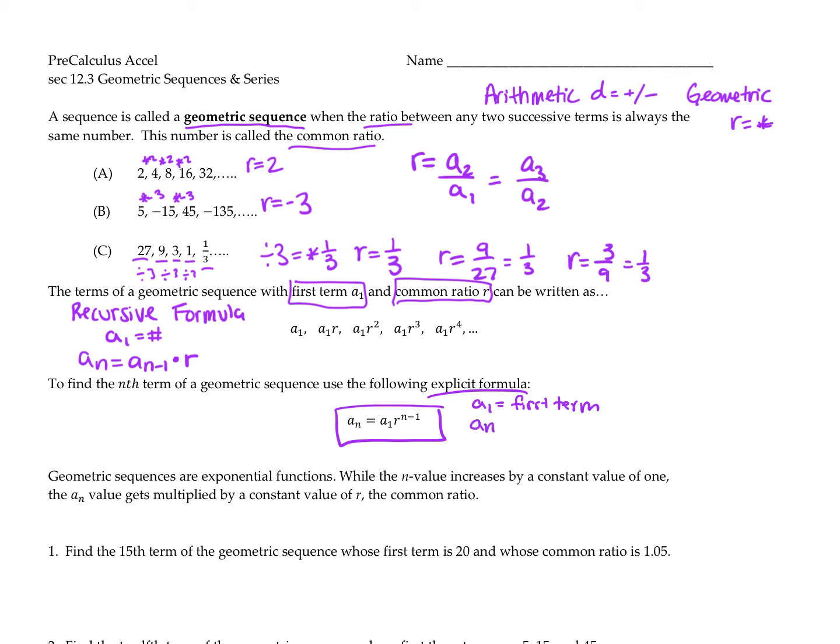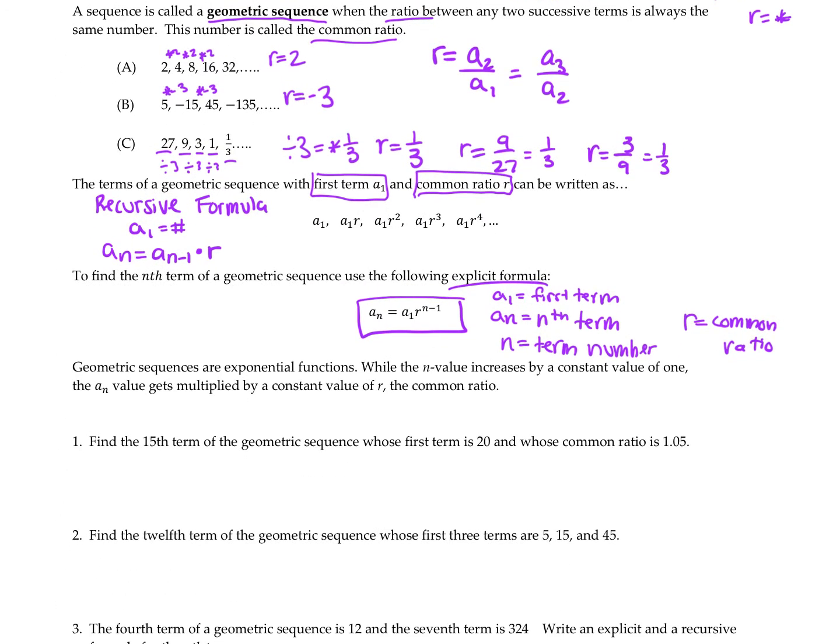Our AN is that nth term, so whatever term we're trying to find. N is that term number. And then R is that common ratio. So again, we talked about arithmetic sequences being linear versus geometric sequences being exponential, I mean we're multiplying. So when our n value is going to increase by a constant value each time.